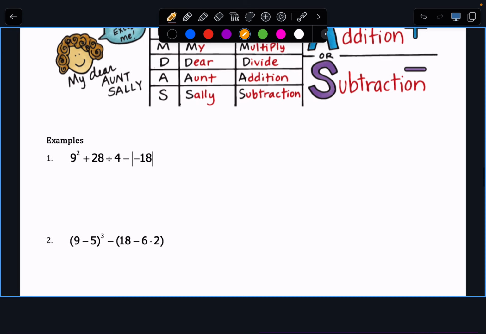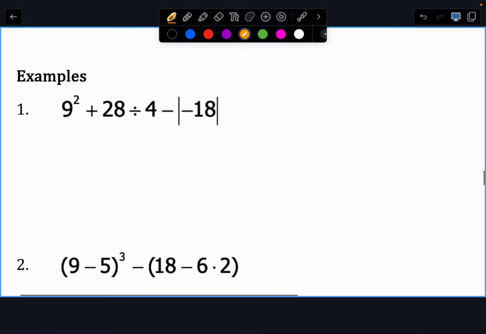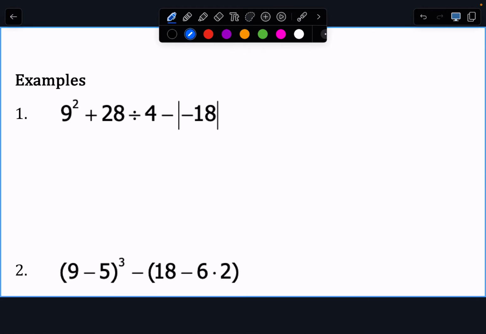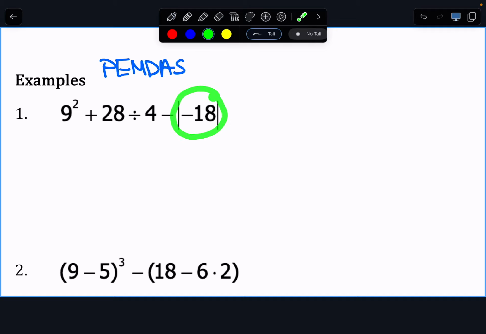Okay. So I want you to look at number 1. PEMDAS, do we have parentheses? We kind of do. The absolute value gets thrown in. The absolute value gets thrown in there. So that's the first thing we need to do. So I'm going to copy everything down.